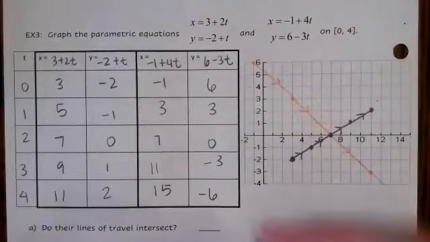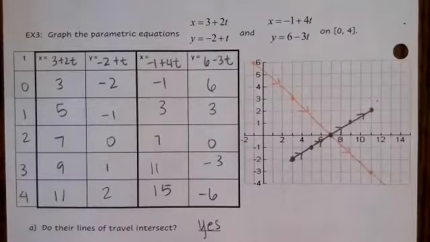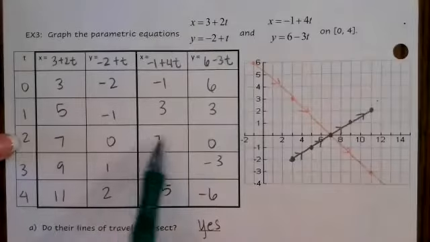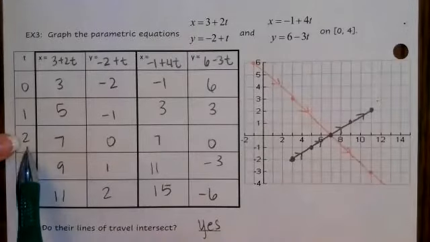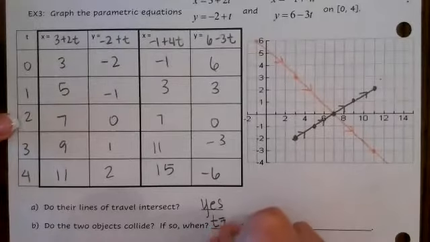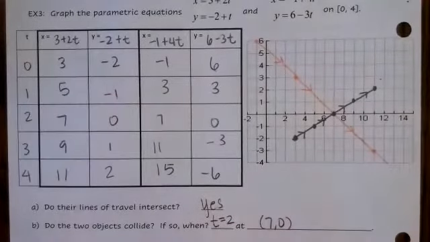All right, so this one says, do they intersect? Yes, the two lines intersect. And then it says, do the two objects collide? As we look at these, those do collide, because if we look at 2 seconds here, they are both at 7, 0 at the 2 second mark. So this one is yes. At t equals 2, they are both at 7, 0. So this one does collide because they're at the same place at the same time.